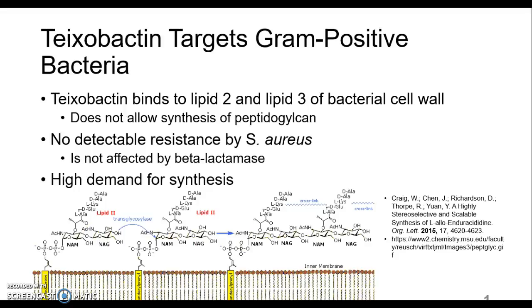And because of its mechanism, it has no detectable resistance by Staphylococcus aureus as of yet. And it may be because it's not affected by beta-lactamase. Because of these characteristics, pharmaceutical companies have a high demand for a synthesis, and particularly a large-scale synthesis, of teixobactin.